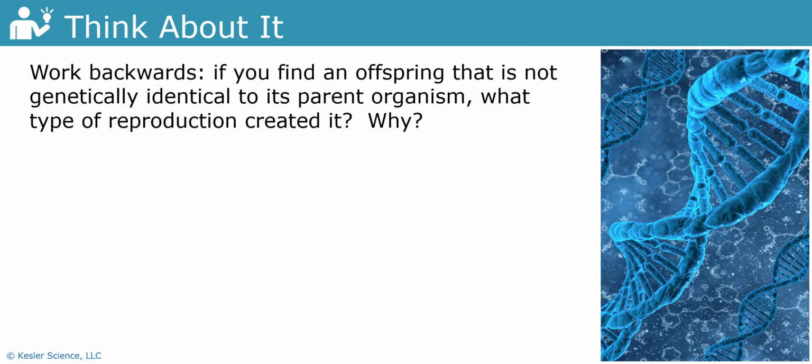All right, we got some more critical thinking to do. Work backwards. If you find an offspring that is not genetically identical to its parent organism, what type of reproduction created it? Why? Think about it, and then we will circle back for the answer. Pause the video, think about it, and then start the video again.